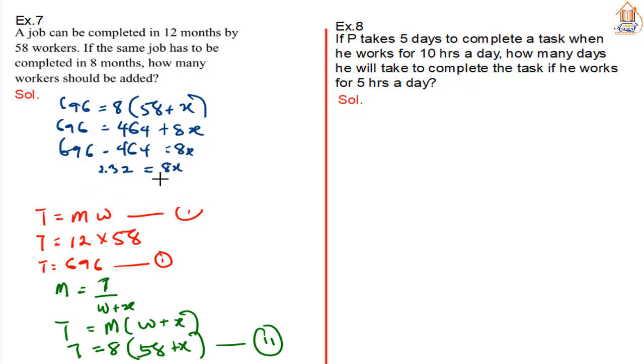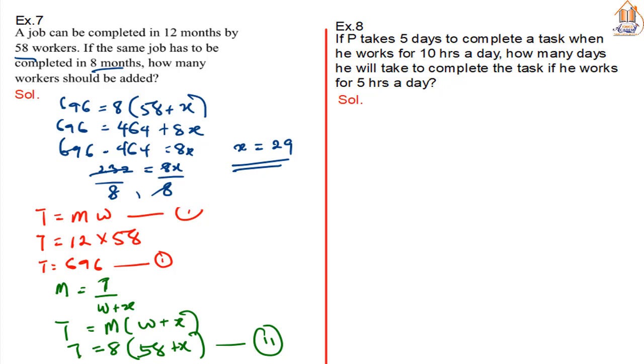Now what are we going to do? We're going to divide both sides by 8 to find the value of X. 8 cancels 8. 8 in 232 is going to give us 29. So our X is equal to 29. So 29 is the number of workers that will be added to the 58 workers to complete the job in 8 months.